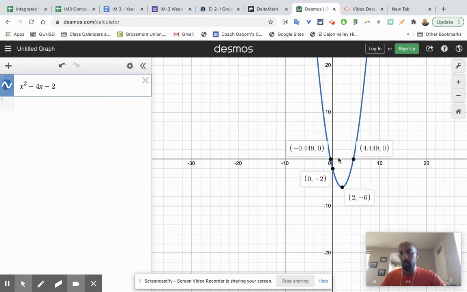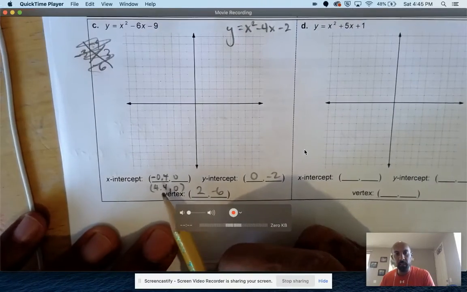So there's my 2 x-intercepts. I'm writing these down right now. So you go ahead and write, if you're working on yours, you can write yours down. So the vertex is (2, -6). And then the y-intercept is (0, -2). And then I'm going to round these to the nearest tenth. So that 4 is not going to round up, so it'll be -0.4. And then the other one is going to be positive 4.4. Okay. So I wrote all that down here.